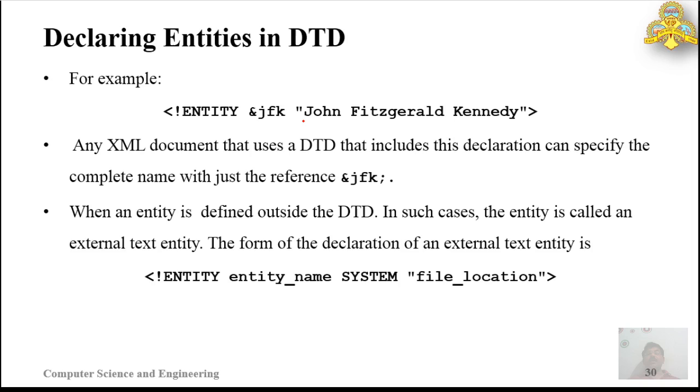Example, here I am using a string entity for the string John Fitzgerald Kennedy. The entity name is JFK, &JFK. So whenever any XML document uses this declaration, instead of typing this long string, I can just specify the reference, and the XML processor will replace every reference of the entity, that is &JFK, with the string John Fitzgerald Kennedy.